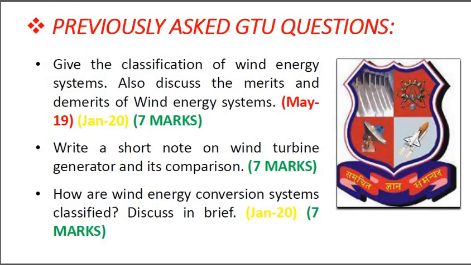Now, previously asked GTU questions. First one is: give the classification of wind energy systems. Also discuss the merits and demerits of the wind energy systems. It was asked in May 19 and January 20 for 7 marks. Next question: write a short note on wind turbine generator and its comparison, for 7 marks. How are wind energy conversion systems classified? Discuss in brief. January 20, for 7 marks. So these are the previously asked GTU questions.